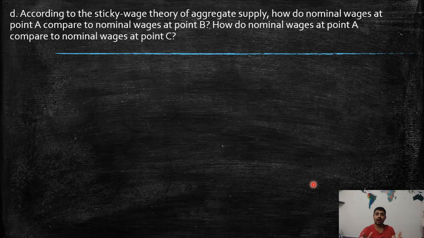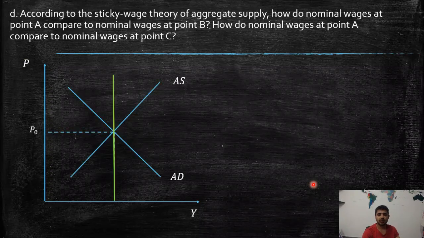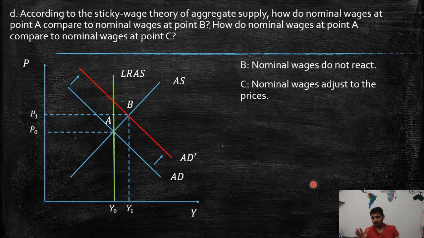So then, according to the sticky wage theory of aggregate supply, how do nominal wages at point A compare to nominal wages at point B? How do nominal wages at point A compare to nominal wages at point C? So basically, in the situation at point B, the nominal wages do not react because we are talking about the short run. Remember, because of the sticky wage theory, the wages don't move. So it's exactly the same value from point A to point B.